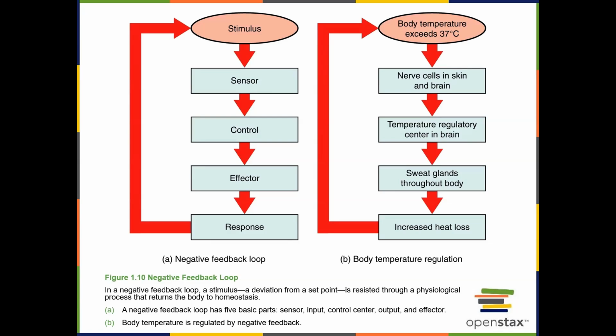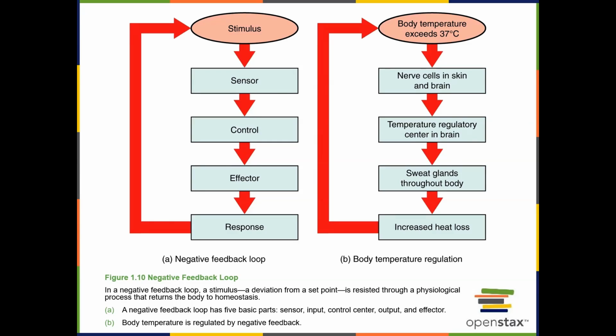This control center processes the sensory input information and sends output commands that tell the effector how to respond. The effector is a cell or organ in the body that can produce a response that influences the variable, that changes the variable in a negative feedback loop. This response will counteract the stimulus in order to restore the homeostatic set point. Let's look at a specific example.